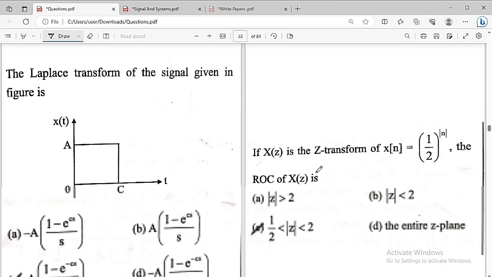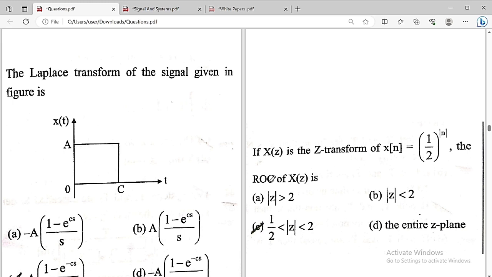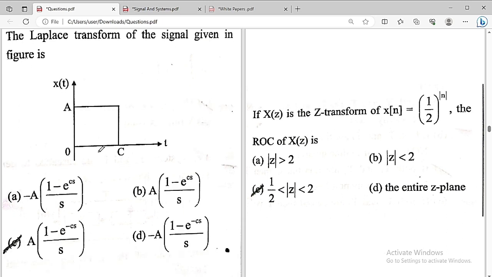So now we are going to solve another question. The question says: the Laplace transform of the signal given in the figure is. So we have to find the Laplace transform of the signal given in the figure. For the four options, option C, A into 1 minus e to the power of minus Cs by s, is the correct solution of this question.